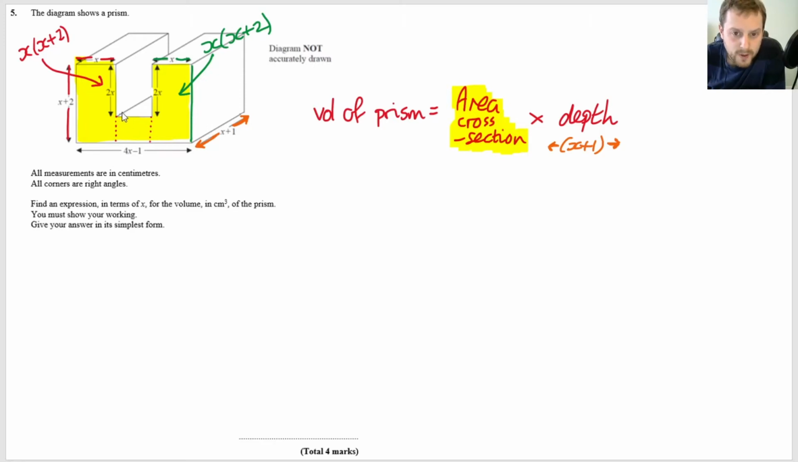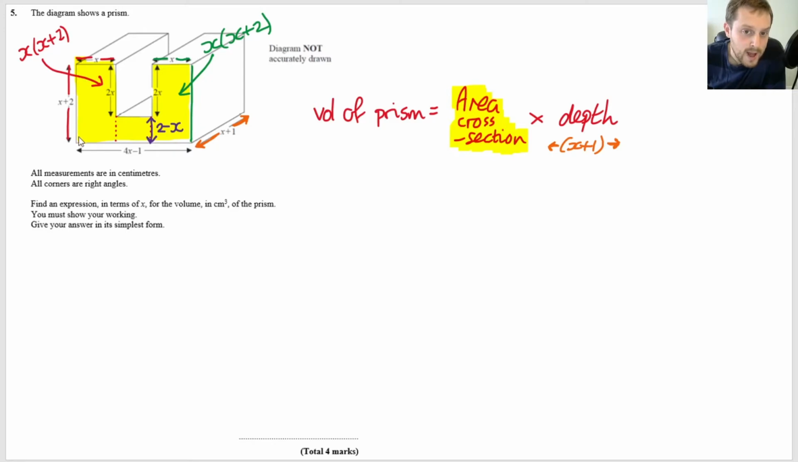So let's first of all have a think about how tall this is. Do you see how the total height is x plus 2 and this height is 2x? So I'd need to do x plus 2 take away 2x. That will leave me with 2 minus x. So I'll say that again.